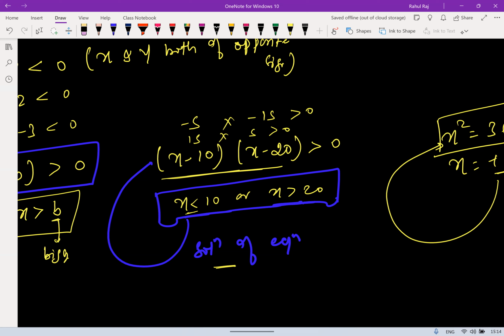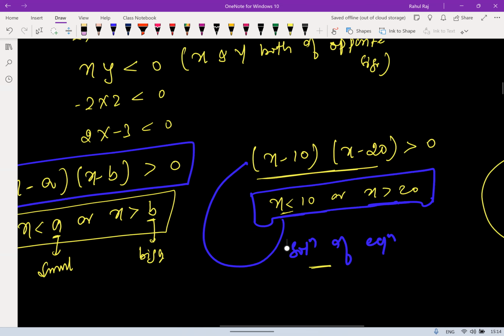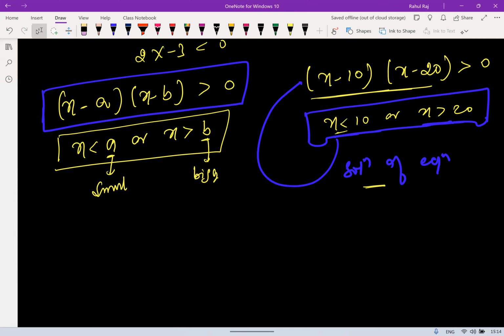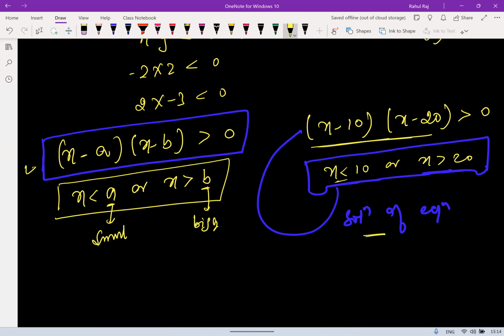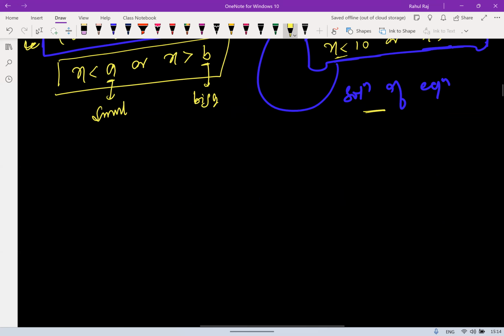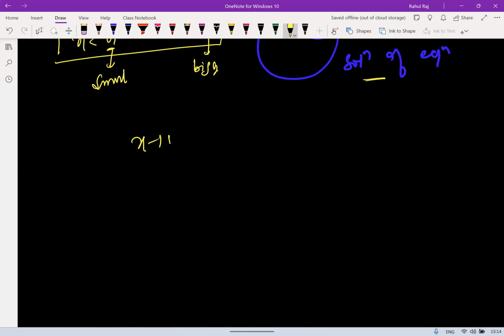So please understand, guys, this is no formula that I'm asking you to remember. This is how we solve an equation. I'll solve this equation. But the point is, if an equation is in the format of x minus a into x minus b greater than 0, you are not supposed to solve the equation. You can directly write your solution. If at all you want to solve this, let's solve this. Imagine x minus 10 into x minus 20 greater than 0. So let's say this is a and this is b.